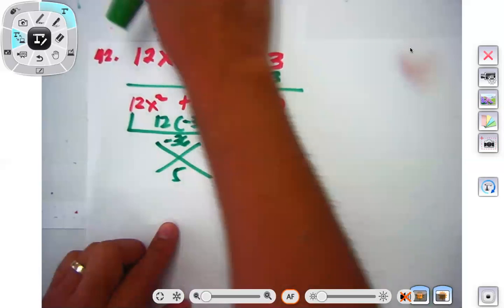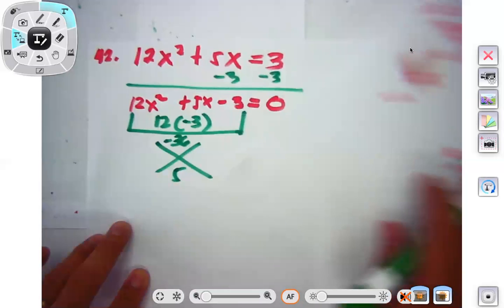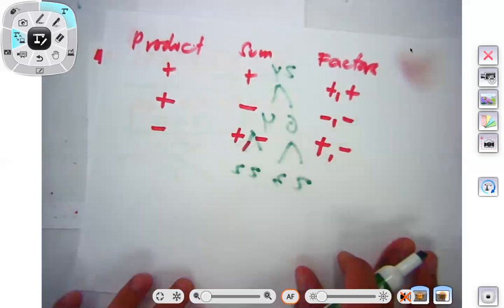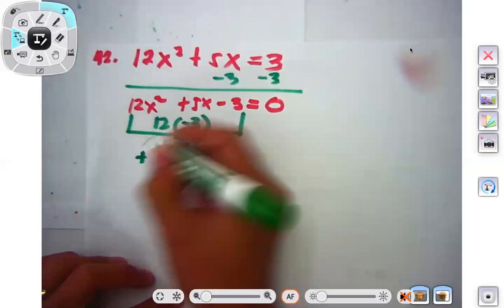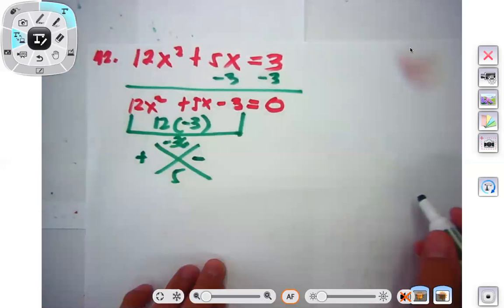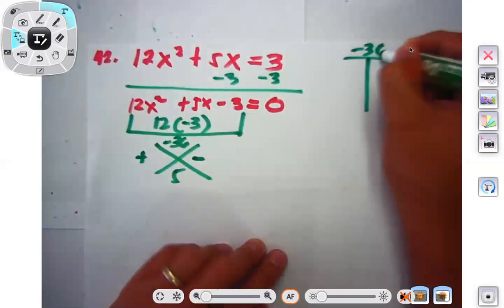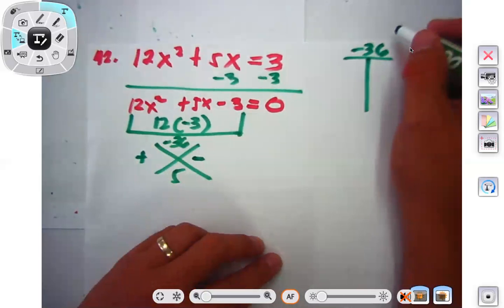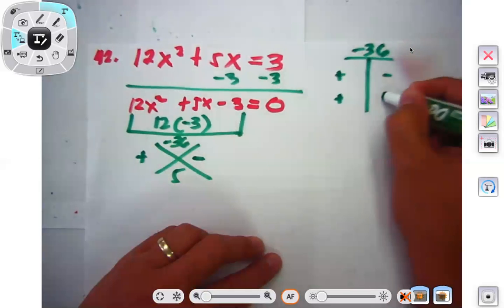Let's look at this again. If your product is negative, your factors are positive, negative. So positive, negative. Let's look at those numbers. What are those numbers whose sum is 5? All right, it's a positive, negative, right?